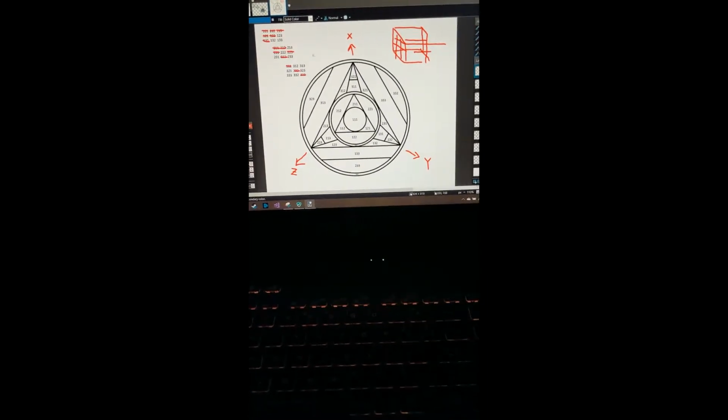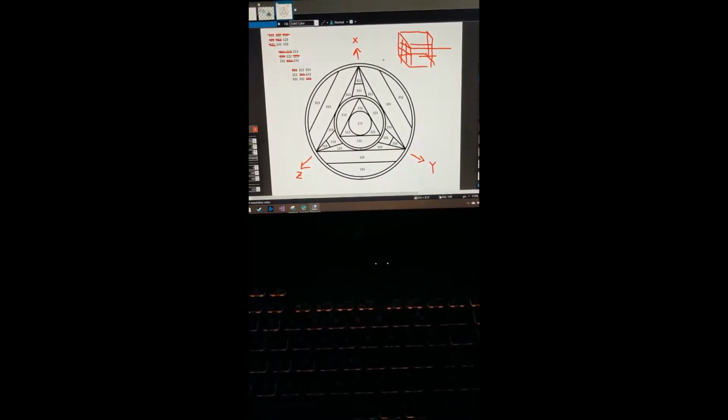I'm not really keeping this in focus. I'm watching the screen more so than my phone.